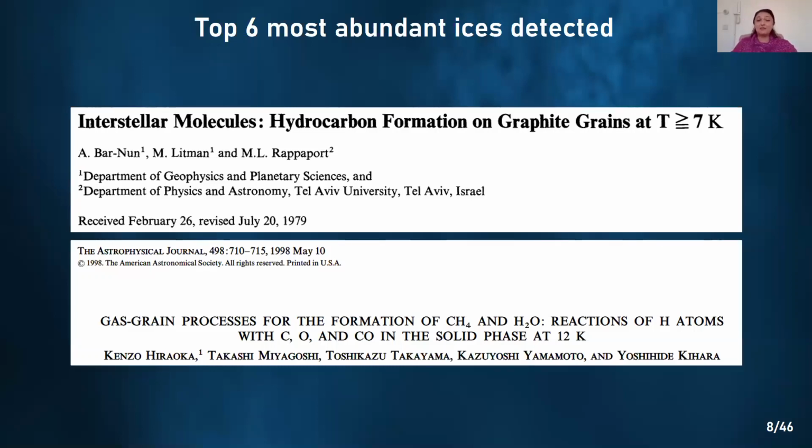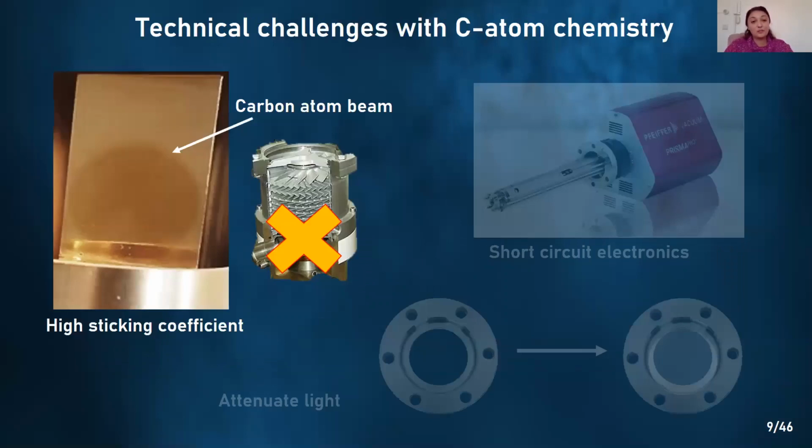Well, this is because simulating carbon atom chemistry in realistic interstellar ice analogs is technically challenging. To do this, you would need to couple a carbon atom source to an ultra-high vacuum setup, which can be quite risky. For example, atomic carbon essentially has a sticking coefficient of unity at room temperature. So you can imagine if the carbon atoms stick to the blades of the turbomolecular pump, this will cause a mass imbalance and can potentially destroy the pump.